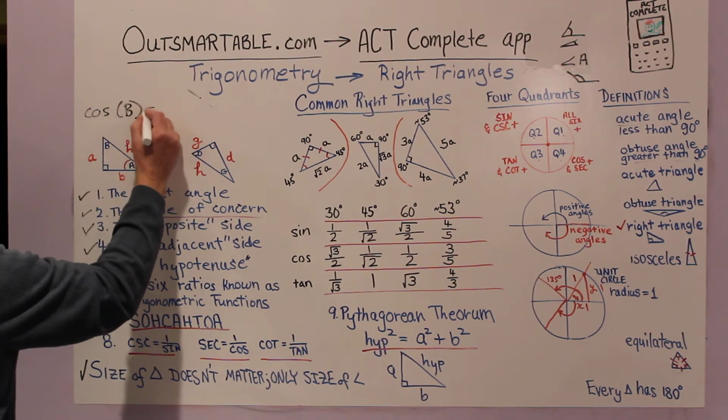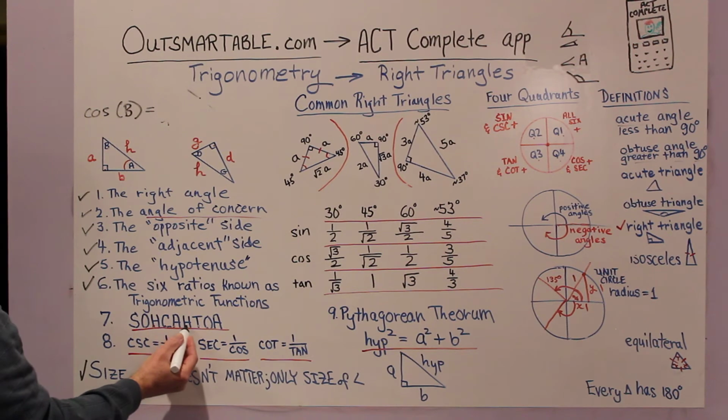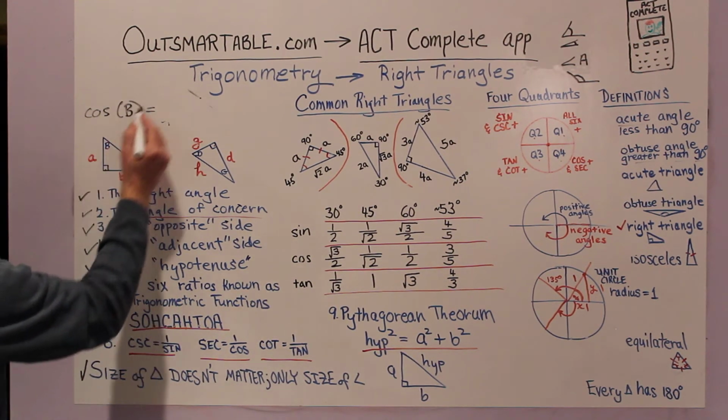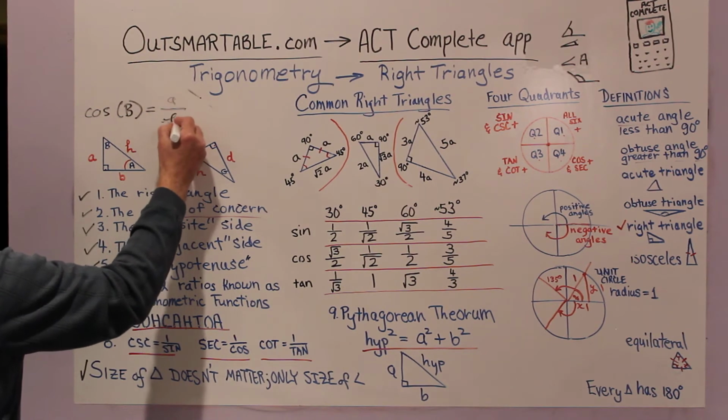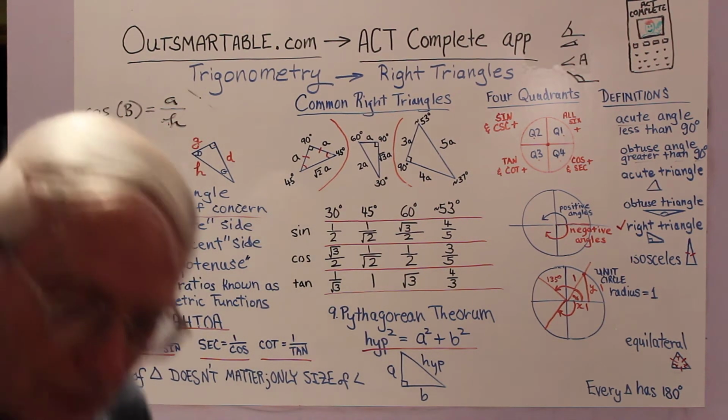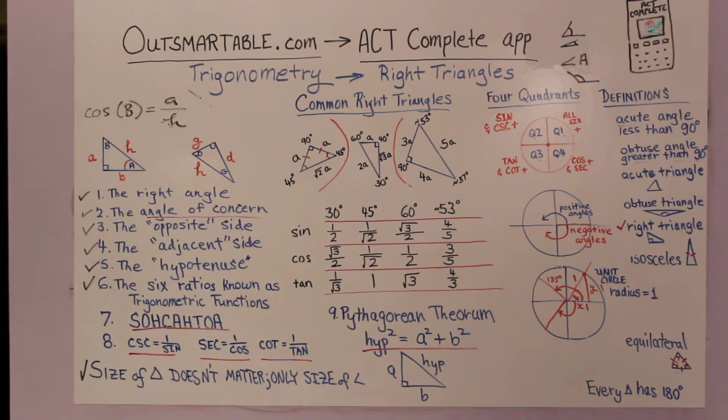Cosine of B would be equal to the adjacent divided by the hypotenuse. Adjacent for B is A, divided by the hypotenuse. Okay, got the wrong marker here.